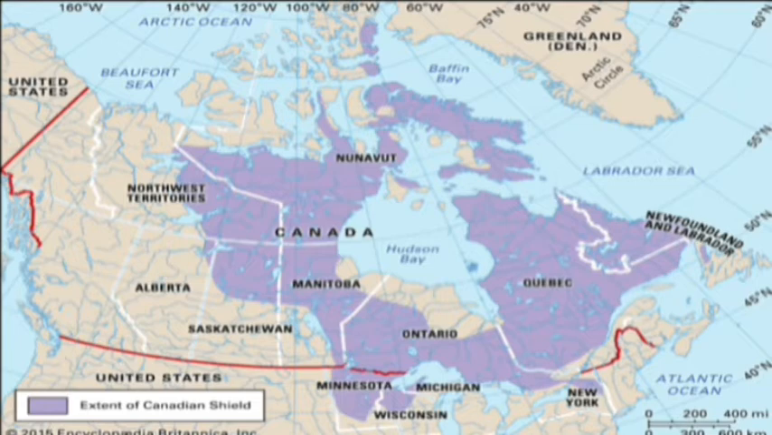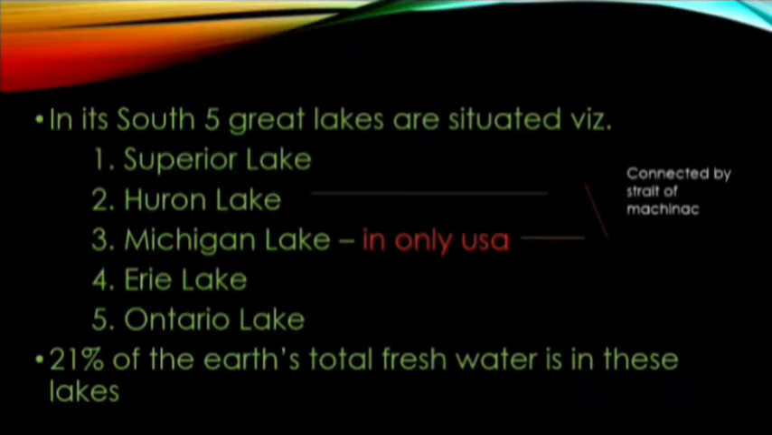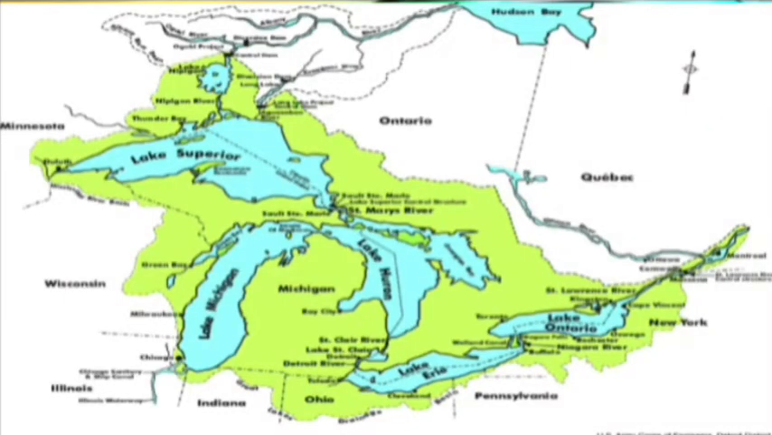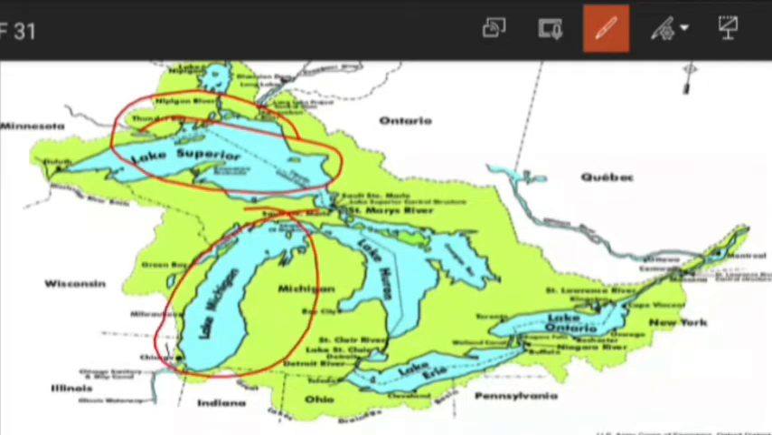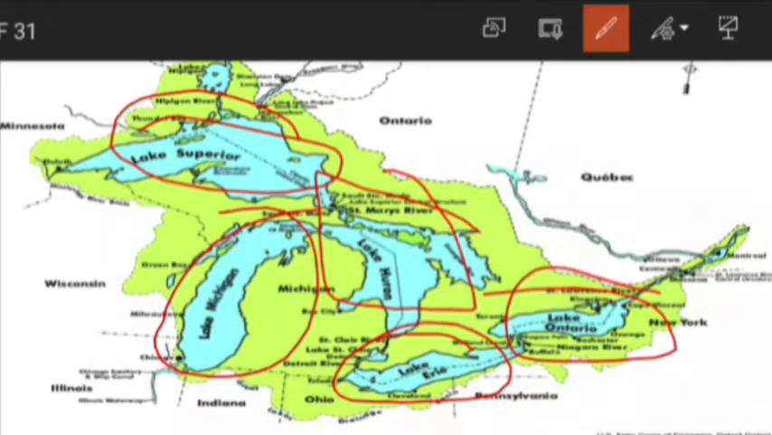Of Canadian Shield, five Great Lakes are situated, which are Lake Superior, Lake Huron, Lake Michigan, Lake Erie, and Lake Ontario. Out of these five lakes, all the lakes are in Canada and USA both, but Lake Michigan is only in USA. Now let us see all those Great Lakes on the map. Here you can see Lake Superior is here, Lake Michigan, Lake Huron, Lake Erie, and Lake Ontario. So these are the five lakes present in the Great Lakes area, and it also drains the Canadian Shield.